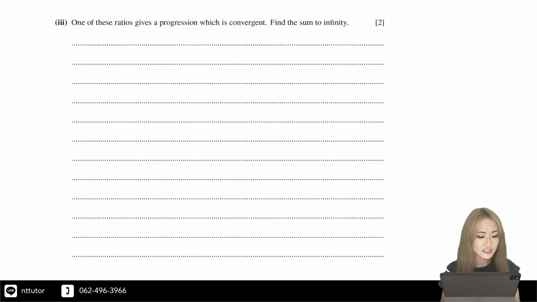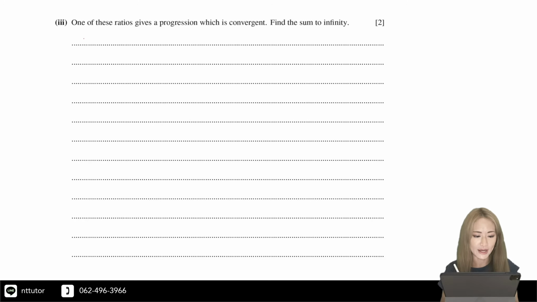3. One of these ratios gives a progression which is convergent. Find the sum to infinity. So for a progression that is convergent, there is a sum to infinity because it converges to one value, or the values get smaller as you go along the progression.